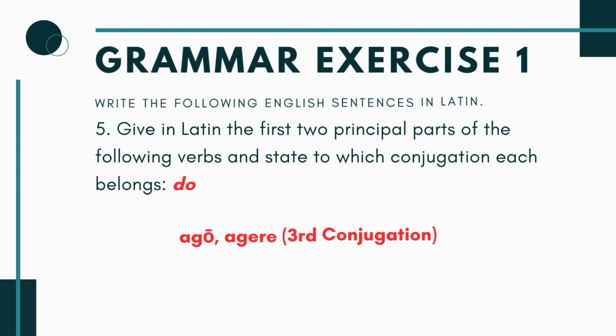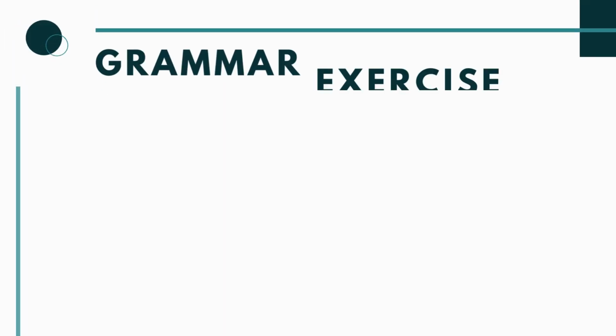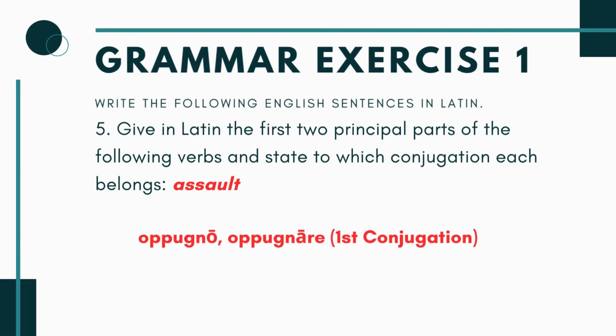To do, we've seen a lot in this video, is ago, agere. It's a short ere in the infinitive, so it's a third conjugation verb. To hold is habeo, habere, which is a second conjugation verb because of the long ere. To open is aperio, aperire. The long ire makes it a fourth conjugation verb. To assault or besiege is oppugno, oppugnare. The are makes it a first conjugation verb.